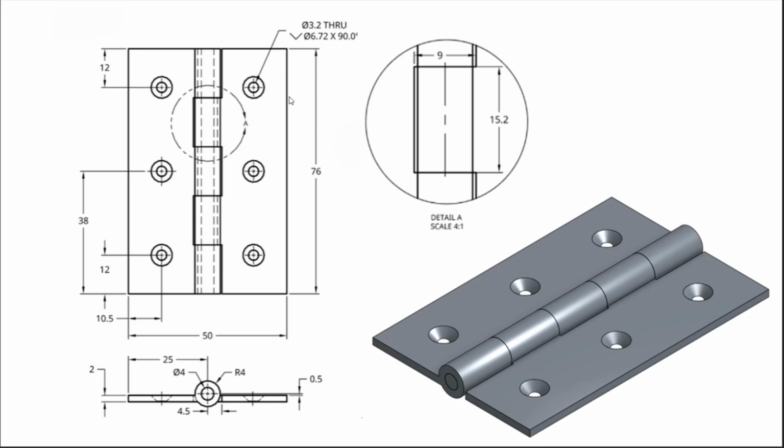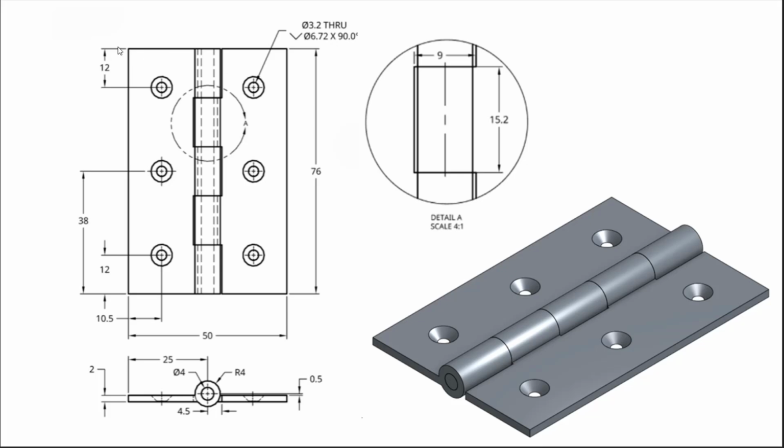The total hinge height is 76 mm and the width of one leaf is 25 mm, since the total of it would be 50 mm for both the sides. There are 3 holes on each leaf for fasteners. Its diameter is 3.2 mm through holes with the countersink of a diameter 6.72 mm by 90 degrees.